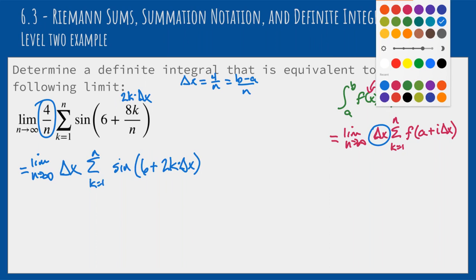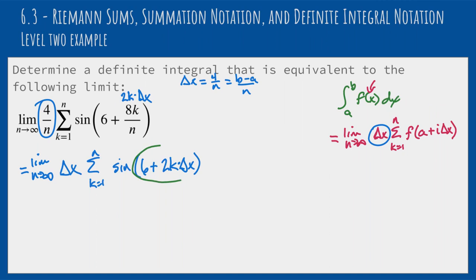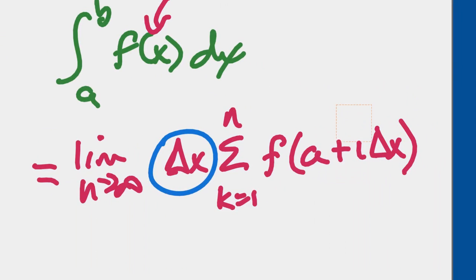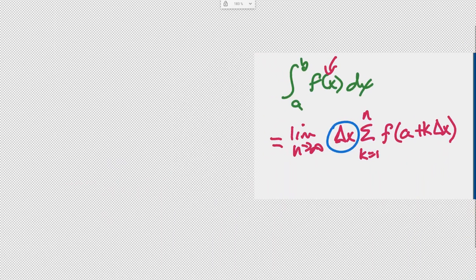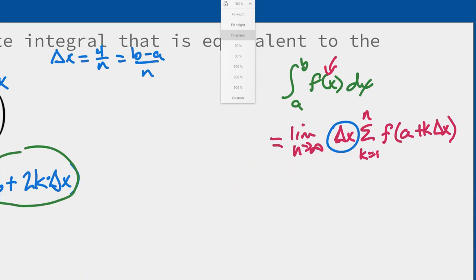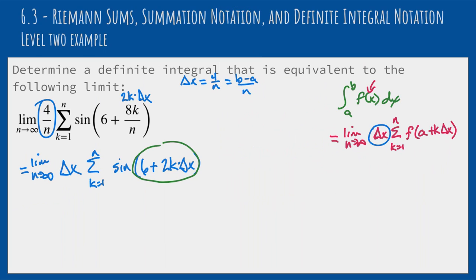So what I want to do next is look at this right here and see if I can make that into a form like this right here. It's pretty close. I made a mistake here, that should be a k. It is pretty close, except we have this 2 here that's getting in the way. So what I'm going to do is factor that 2 out. And so what we have in here is the same thing as 2 times 3 plus k delta x.